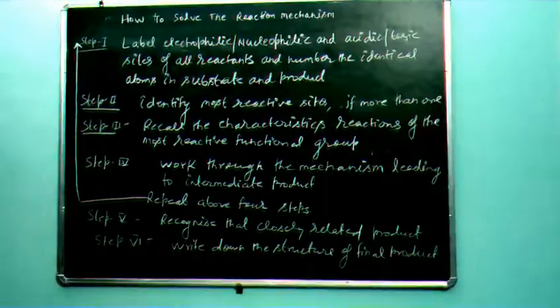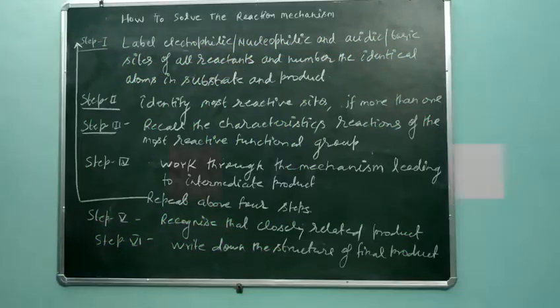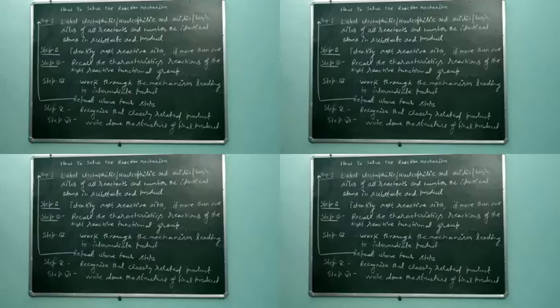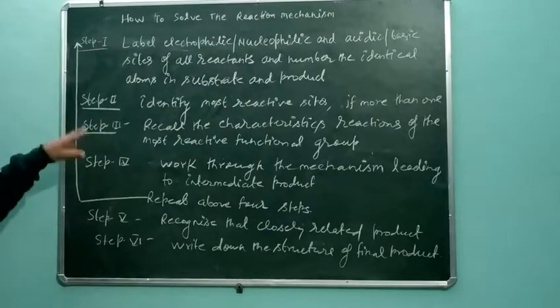Step third, recall the characteristic reactions of the most reactive functional group. Step fourth, work through the mechanism leading to intermediate product. Repeat above four steps. Step fifth, recognize the closely related product. Step six, write down the structure of final product. So I am going to apply these six steps in enolate chemistry.